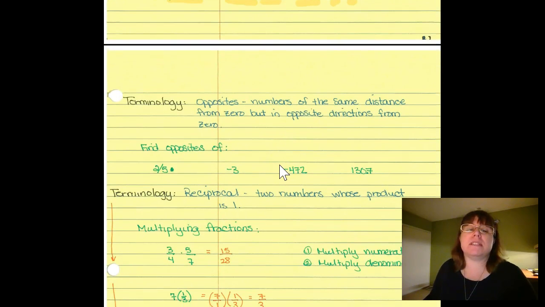Opposites. The opposite of a number is the same distance from 0 but in the opposite direction. For example, positive 2/5. Well, that's 2/5 away from 0, but it's to the right. So the opposite of 2/5, I start at 0 and I go in the opposite direction, so it's going to be negative 2/5.